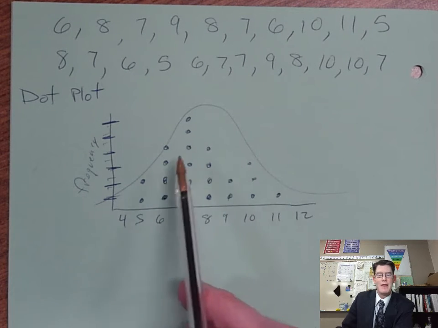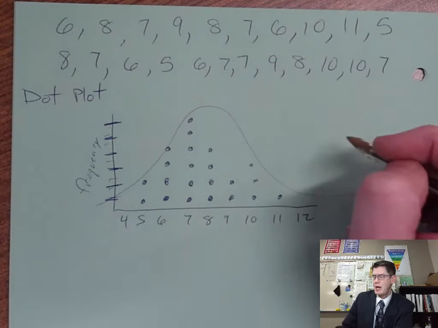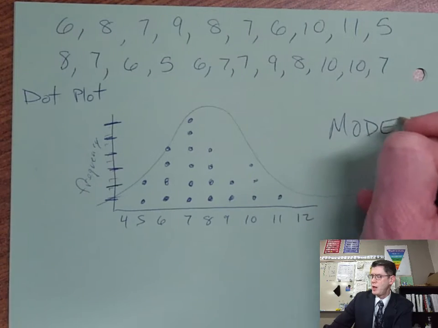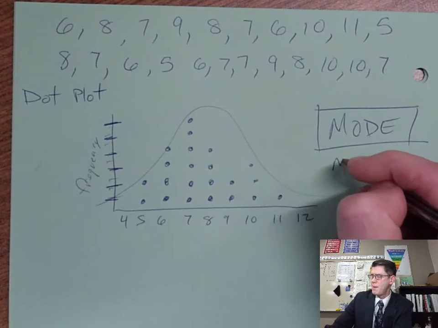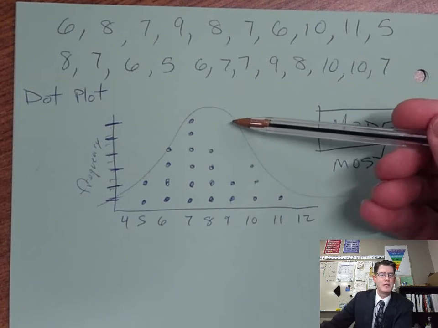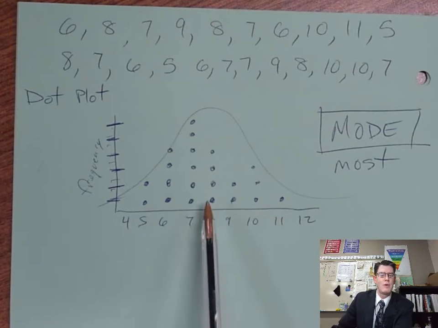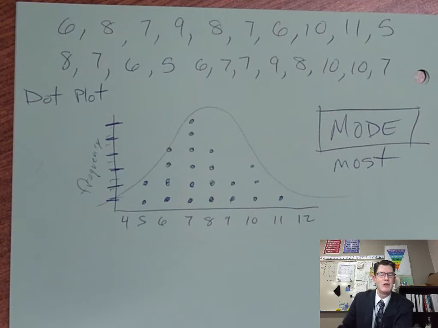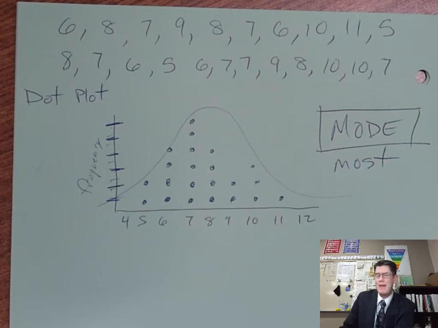So that's what a dot plot looks like. We're going to talk a little bit about mode. The mode is the one that shows up the most. So you look through and just find the tallest. There we go. The mode is 7, shoe size 7. That's the size that most people have in this group that I did. That is a dot plot.